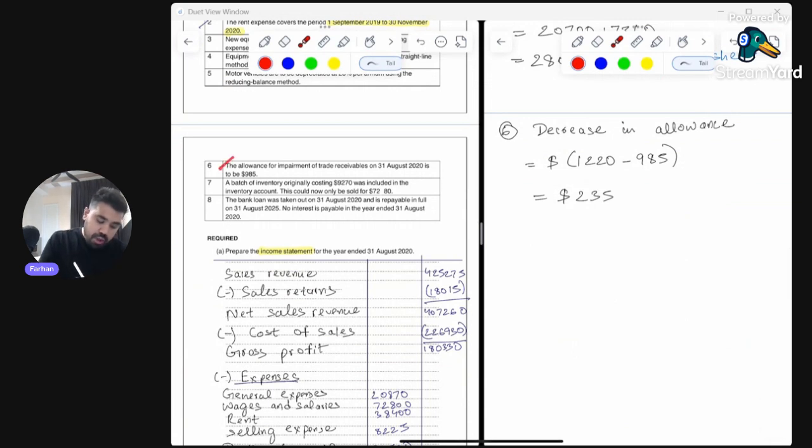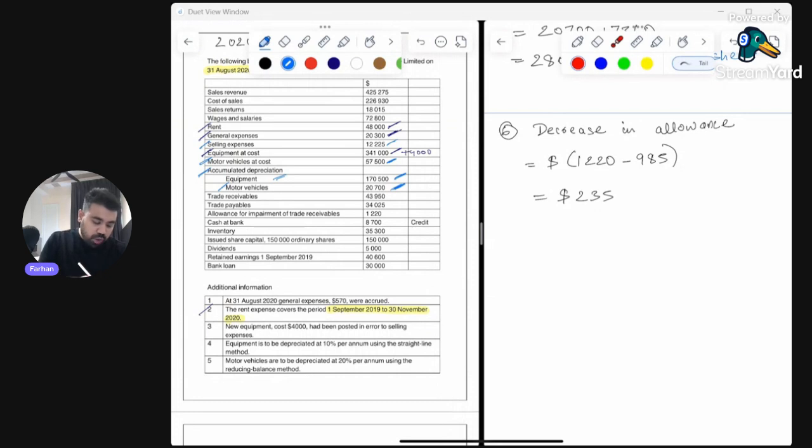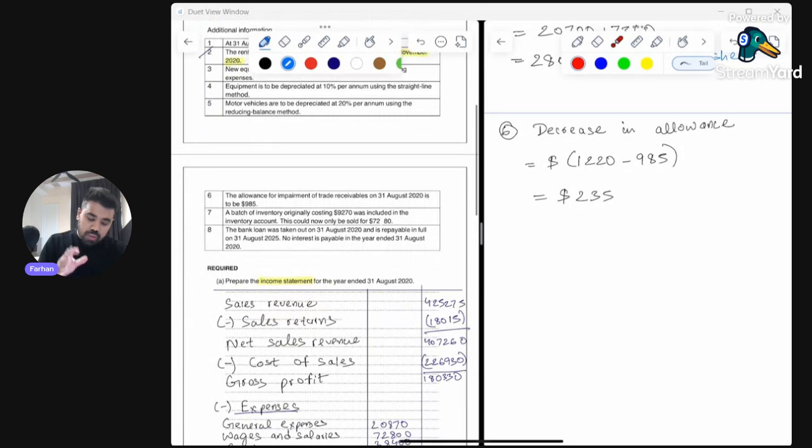Okay? All right. Now let's move to transaction number 6, or additional information number 6. The allowance for impairment of trade receivables on 31st of August 2020 is to be $985. Now, if you check the allowance for impairment of trade receivables, which we are given in the list, it's 1,220. And based on additional information number 6, we understand that at 31st of August 2020, this amount is now to be revised down to 985. So we can clearly see that there is a reduction in allowance for impairment of trade receivables from 1,220 to 985, and the decrease in allowance is $235.